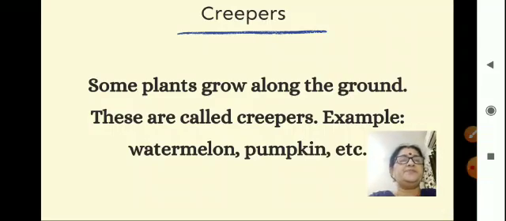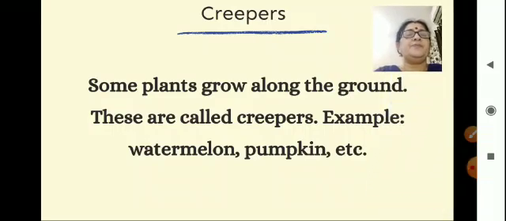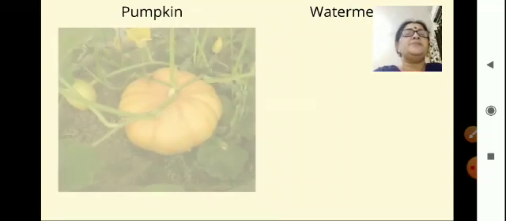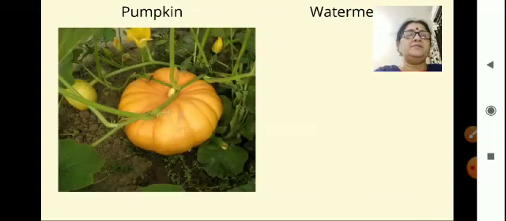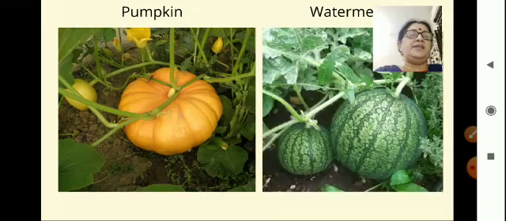Creepers. Some plants grow along the ground. These are called creepers. Example: pumpkin, watermelon. Pumpkin and watermelon are creepers. They grow along the ground.